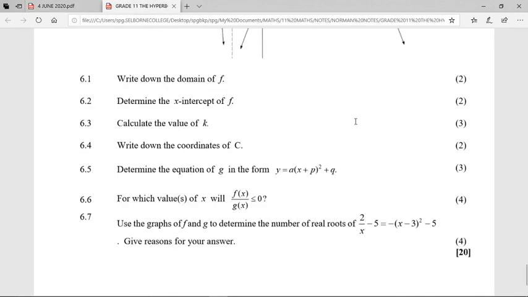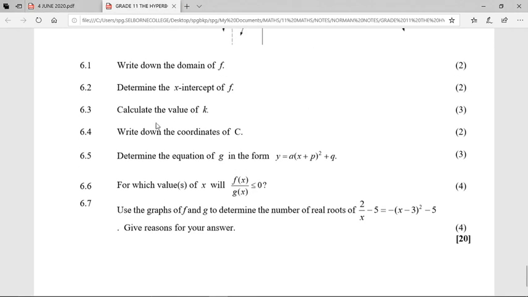Right. Number 6.7. Also a nice toughie. Let's read carefully. Use the graphs of f and g. Okay. So we're going to use what we've been given to determine the number of real roots, so answers or x values of. Right. So now let's be careful here.